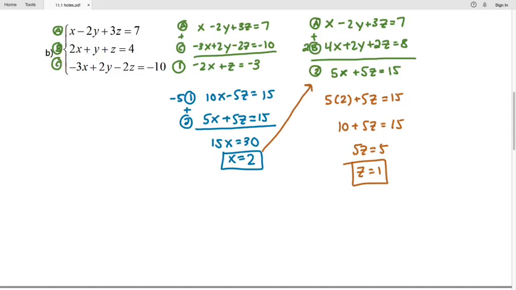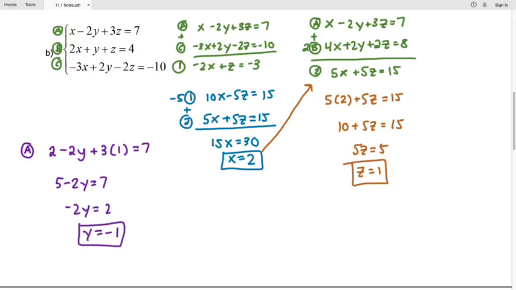And now that we've got x and z, we can go back to one of the original equations, A, B, or C, plug in 2 and 1 for x and z, and solve for y. I'll just pick the first equation here. x is 2 and z is 1, and now we just need to solve for y. This becomes 5 minus 2y is equal to 7. Looks like y is equal to negative 1 here. So our final solution is the ordered triple, not a pair anymore because we've got three variables: 2, negative 1, 1. That's it.